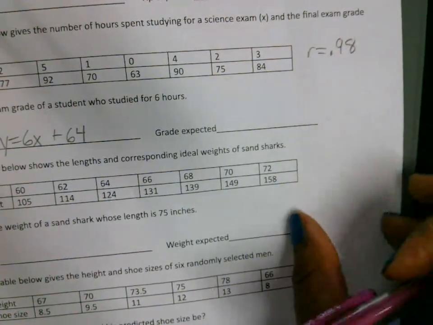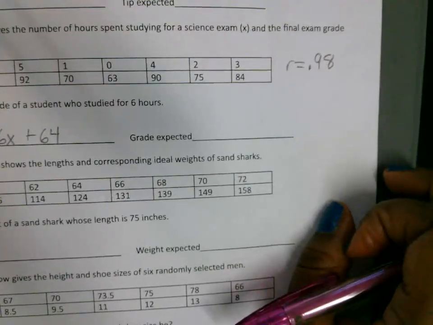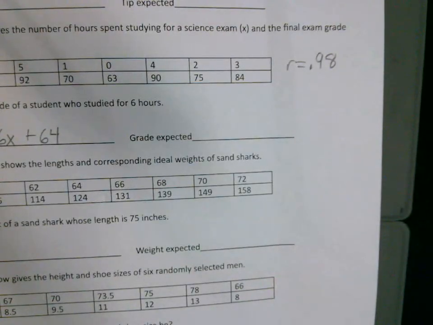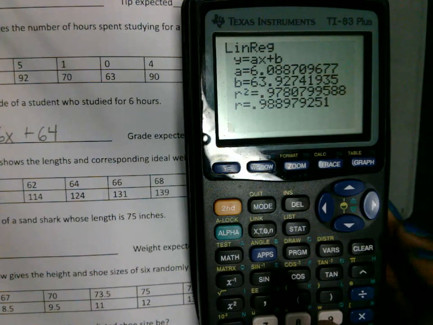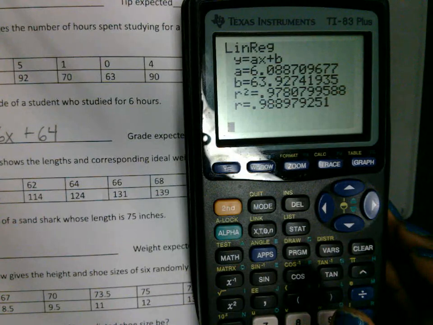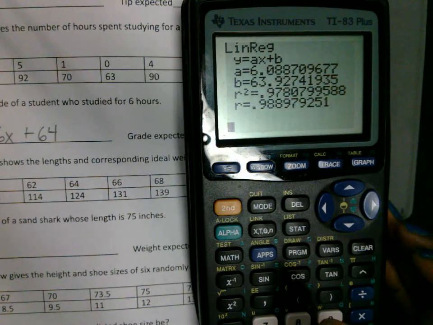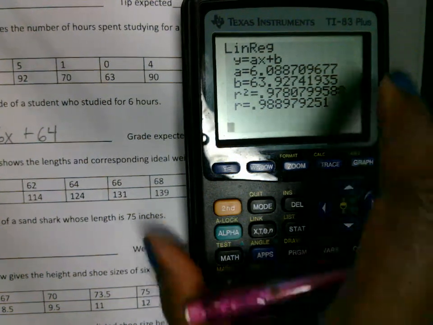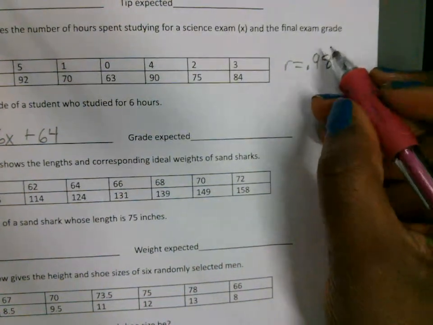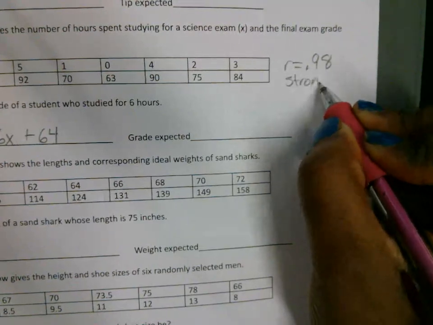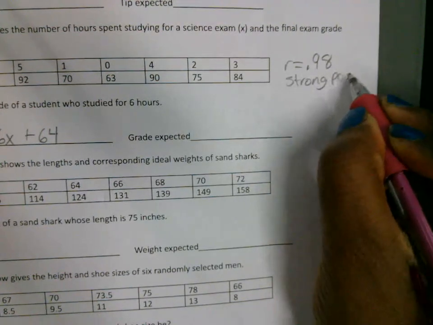0.98. What does this mean? No. With these, don't round. Yeah, because it's not a perfect straight line. Okay? So it's super important not to round. Just truncate. Okay? So here, this is 0.98. So 0.98, what is that saying? What does that mean? What kind of correlation is this? This is a strong, somebody said, strong positive correlation.